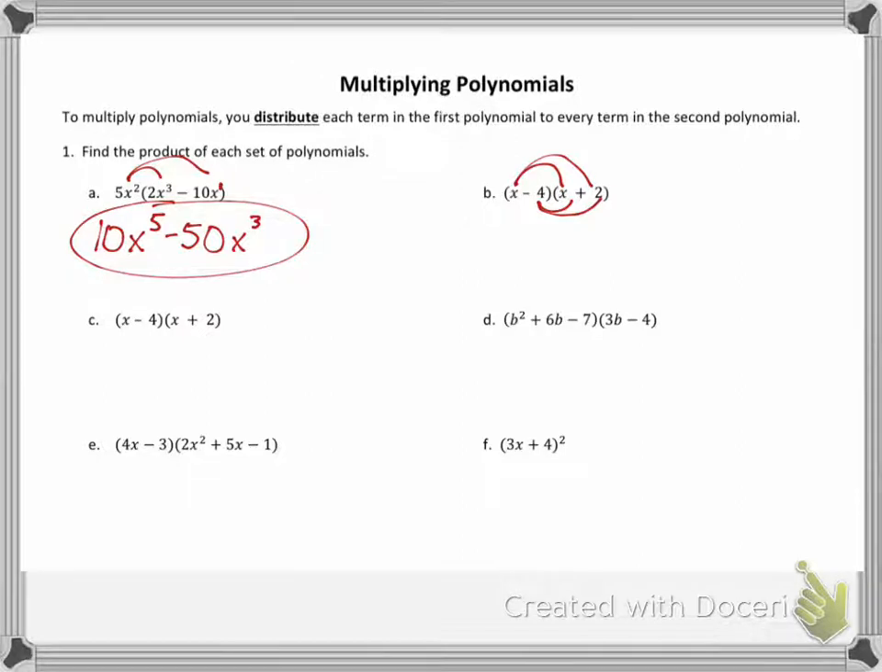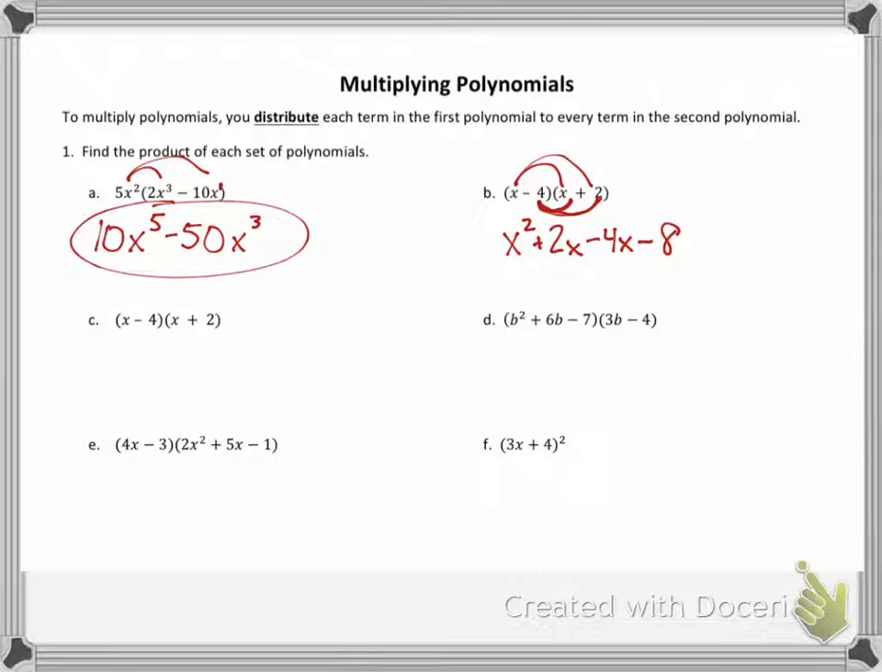So x times x, I'm going to put together. That makes x squared. Again, I'm multiplying, so x to the first and x to the first would make x to the second when I multiply. x times 2 is 2x. Now I'm going to do negative 4 times x. Make sure you carry that negative, so it's negative 4x. Negative 4 times 2, that makes negative 8.